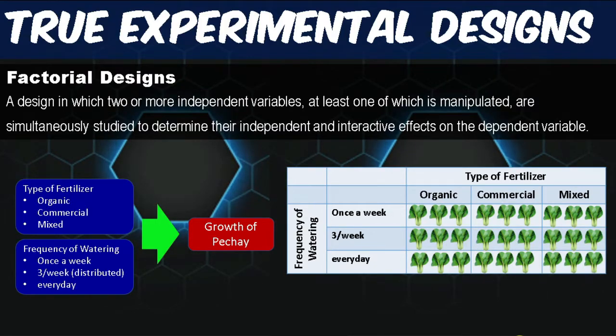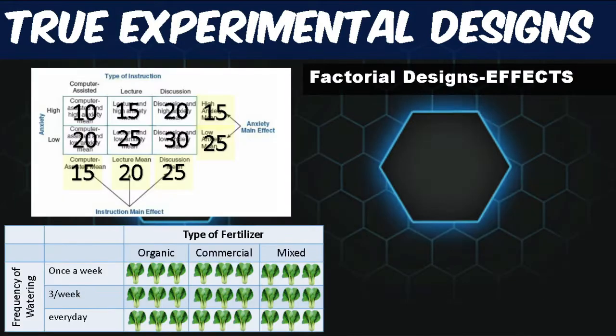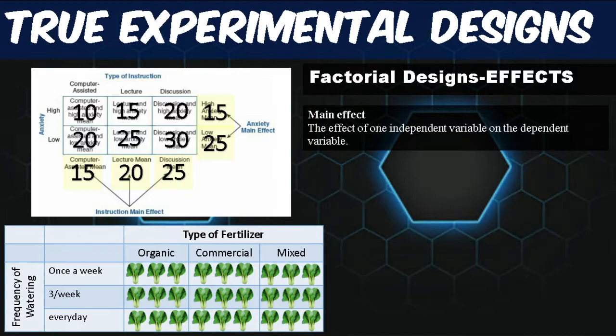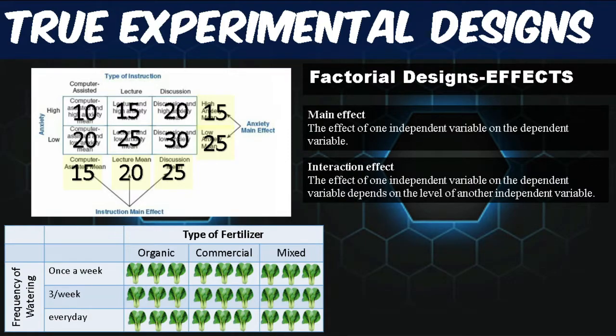The best advantage, therefore, of a factorial design is its ability to explore causal relationships with more than one independent variable. Let us now talk about some of the elements of a factorial design. If you read a study using a factorial design, most probably you will encounter the following terminology. We have what we call the main effect. The main effect refers to the effect of one independent variable on the dependent variable. That's the direct effect. And then we also have what we call the interaction effect.